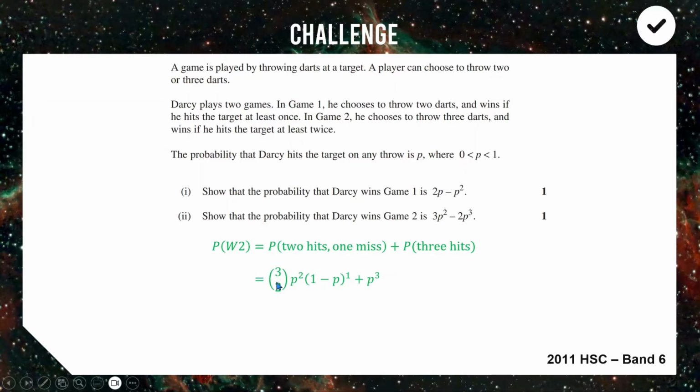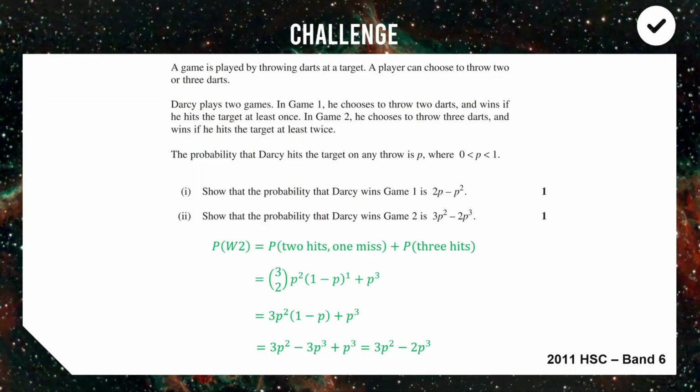All right, so 3C2 is actually 3, fun fact. So we have 3P squared times 1 minus P, plus P cubed. Now we're just going to expand that out and simplify, and we get 3P squared minus 3P cubed plus P cubed, which simplifies to the target, for a nice little 1 mark, QED. 3P squared minus 2P cubed.